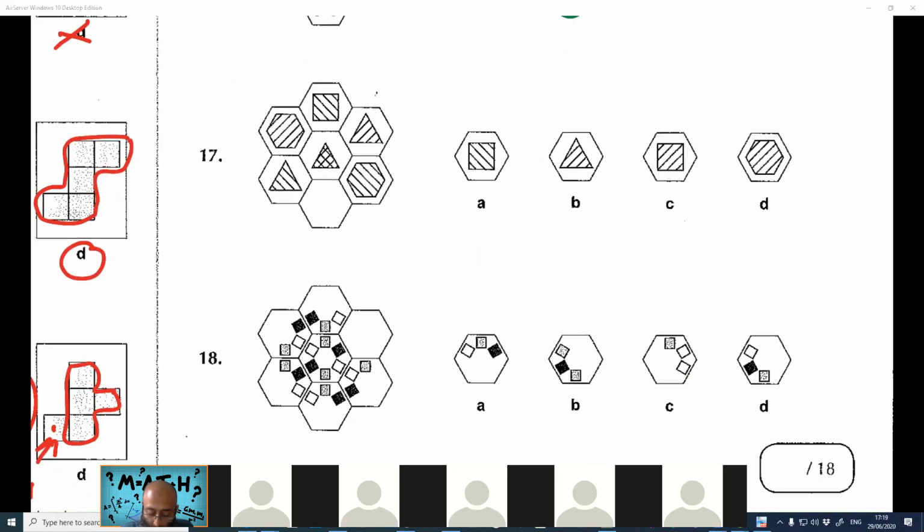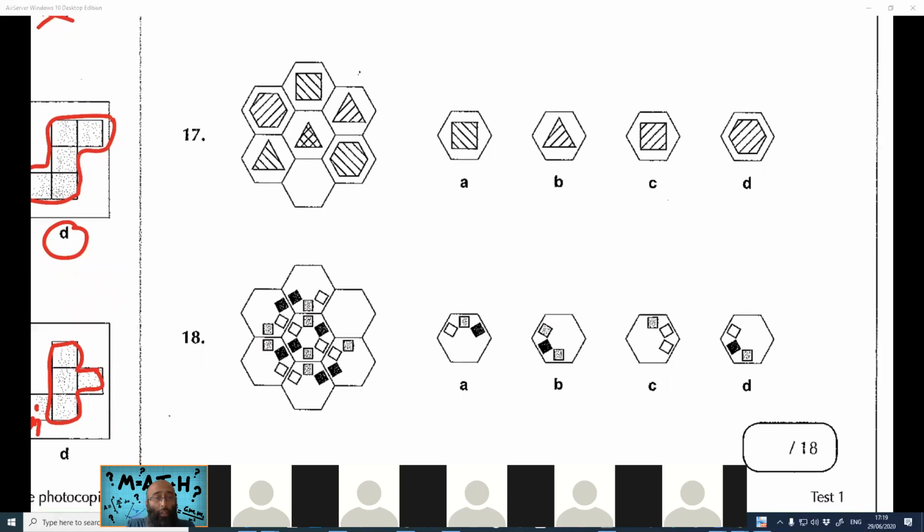Okay, question number 17. Let's have a look at this question. We have again some kind of pattern going on with shapes. So we've got a 3-sided shape here, another 3 here. We've got a 6 over here and another 6 over here. So the 3s are opposite each other, 6 and 6 opposite each other. We have a 4-sided here, and most likely we're going to have a 4-sided shape over there. So we're looking for the 4-sided shape. So it definitely won't be these 2.